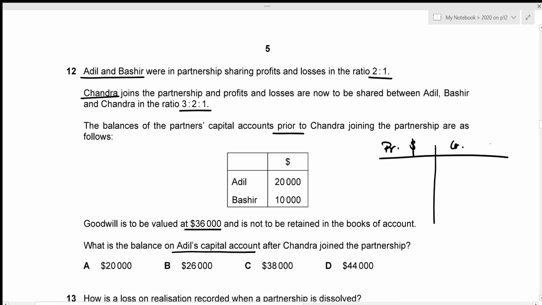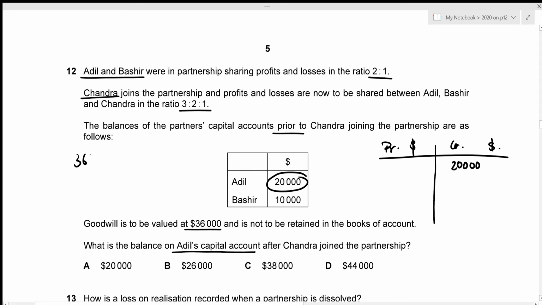This is the credit side. So we have the opening balance prior to Chandra's joining for Adil to be 20,000. Then we need to adjust the goodwill, right? So previous goodwill before Chandra joining the partnership, that value should be recorded on the credit side. So let's figure that out.